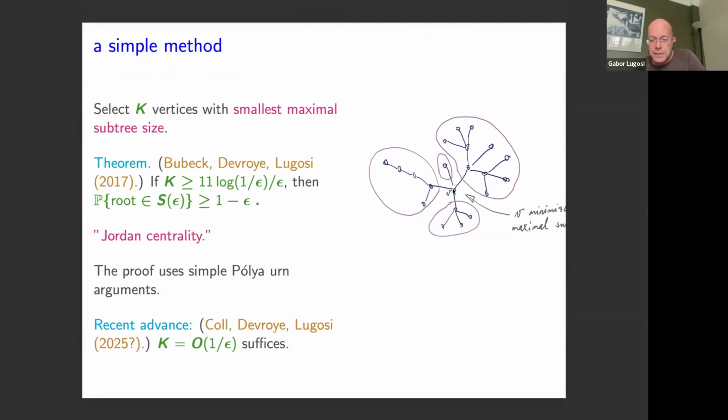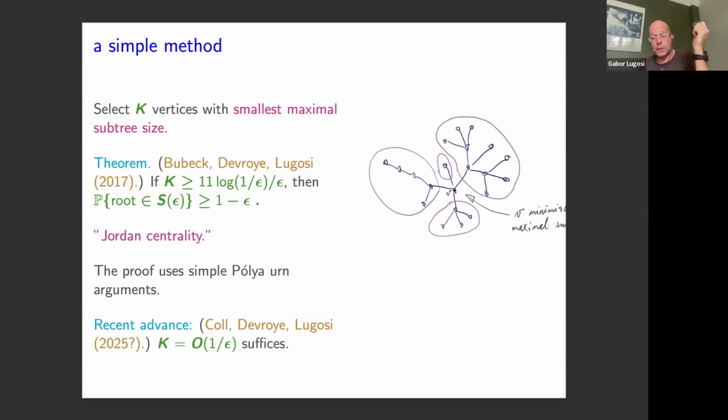Okay. So here's a vertex, and we can define the so-called Jordan centrality of this vertex by looking at all the sizes of the subtrees that hang off this vertex. Meaning that if we remove the vertex from the tree, the tree will decompose into a forest. We look at the sizes of the components of the forest, and we say that a vertex is more central if the largest subtree is smaller.